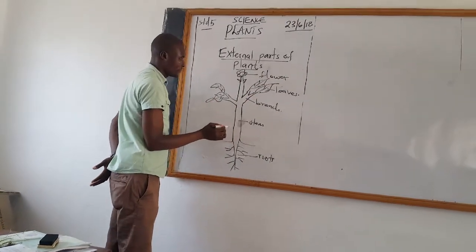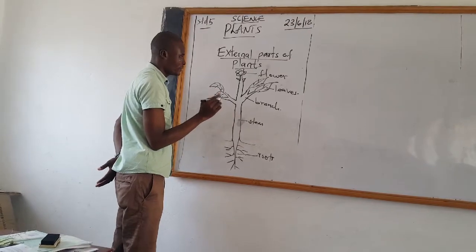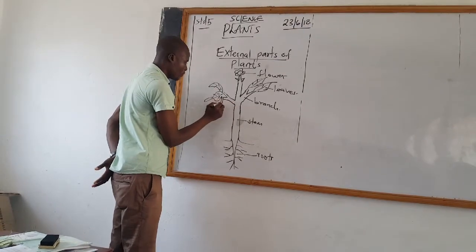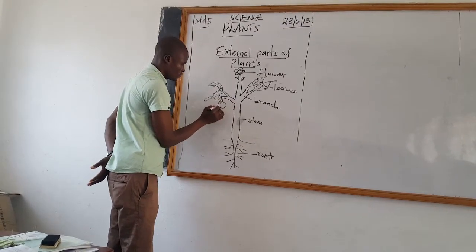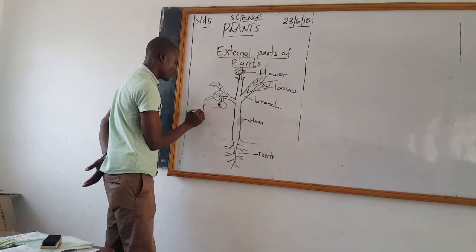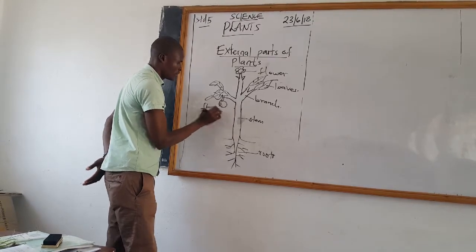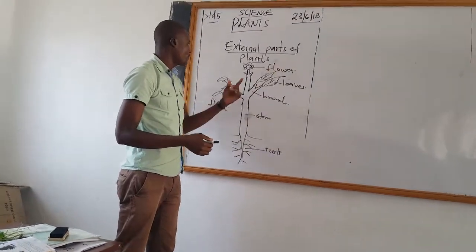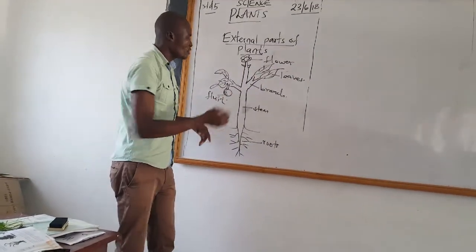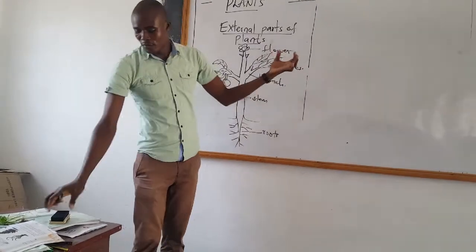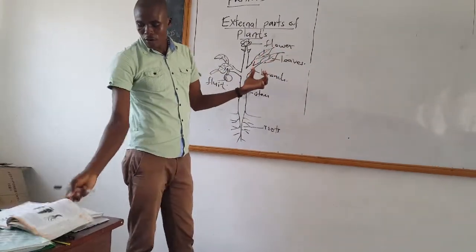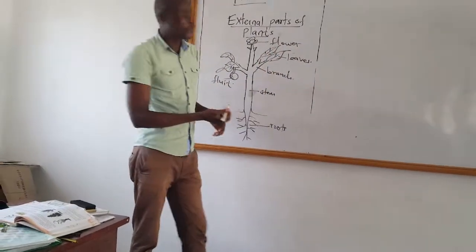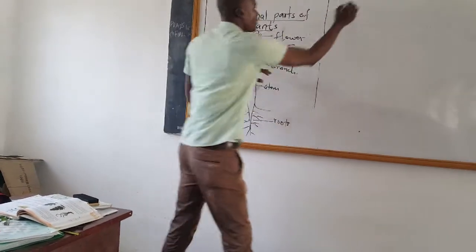And then one part remaining, that is a fruit. So a fruit can always come there. So let me use this one as a fruit. So this is our fruit. So we have very many parts here: 1, 2, 3, 4, 5, 6 parts. So those 6 parts are what we're going to look at here, and we're going to look at the major functions. For example, let's begin with the roots down there.